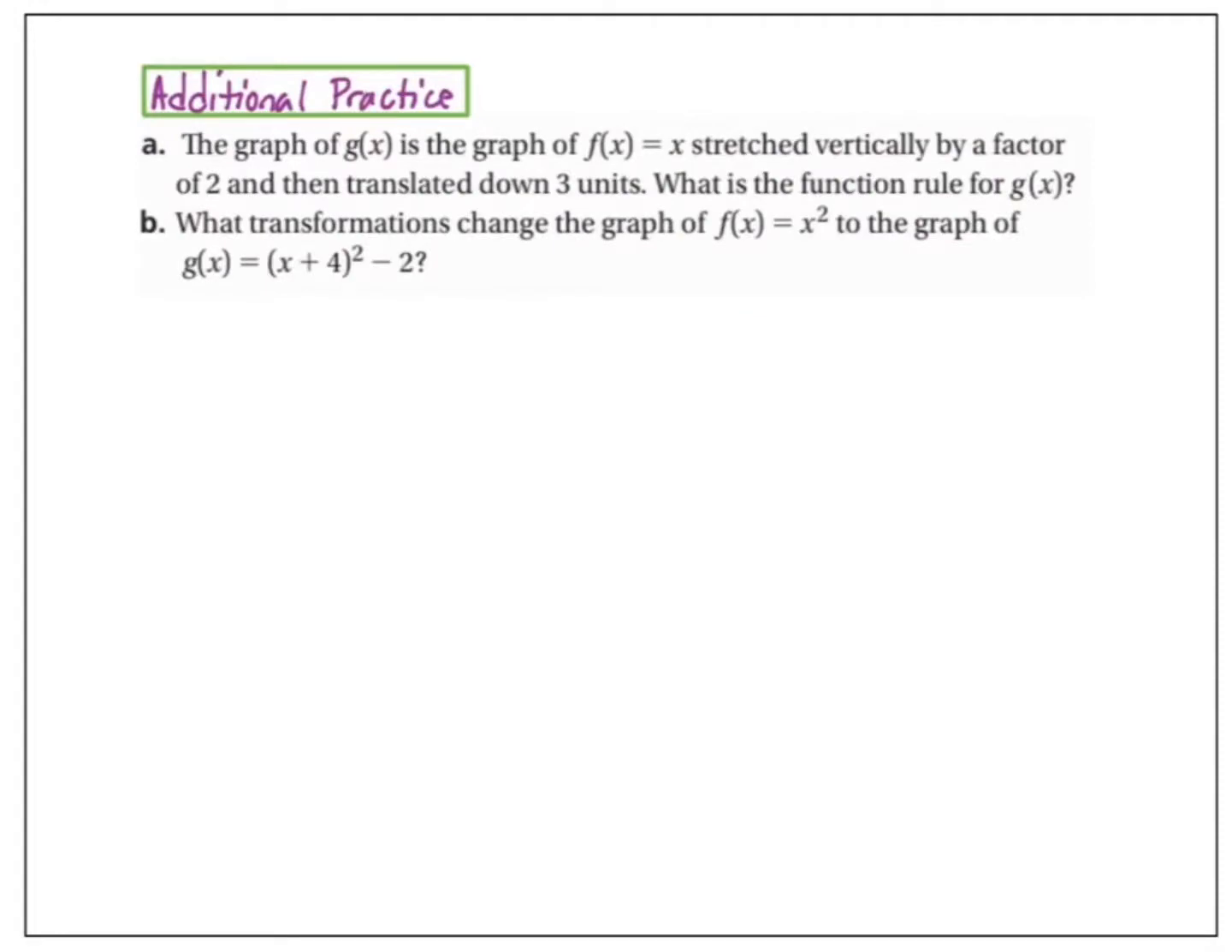All right, same thing here, or very similar. Let's go ahead and take a look at these two. So for A, the graph of g of x is the graph of f of x equals x, stretched vertically by a factor of 2 and translated down 3 units.